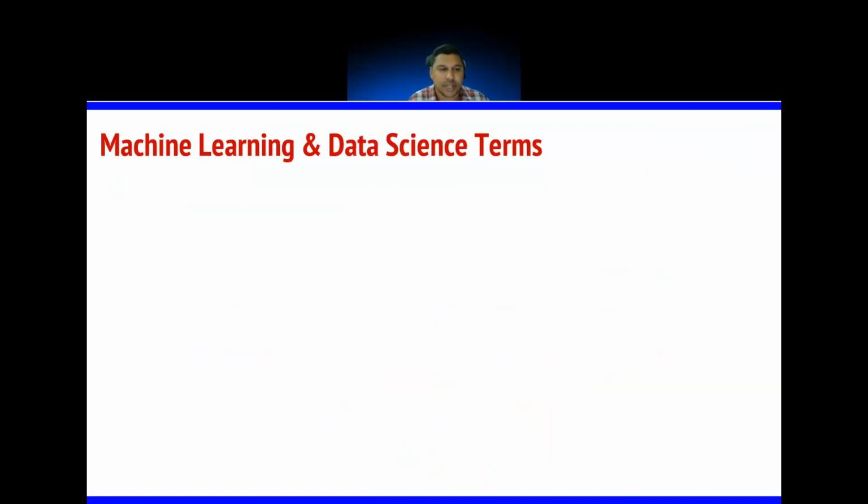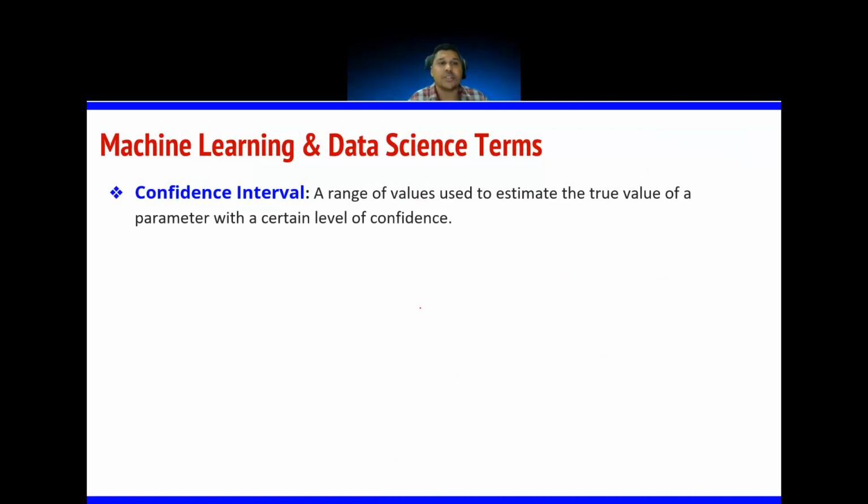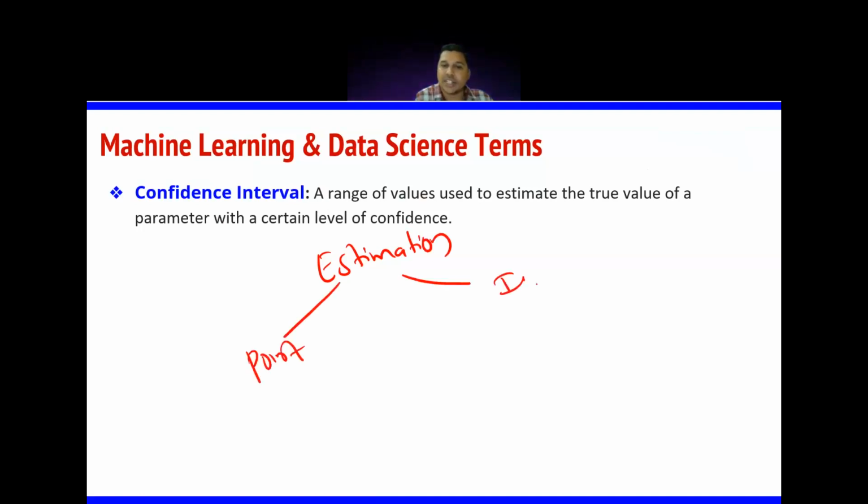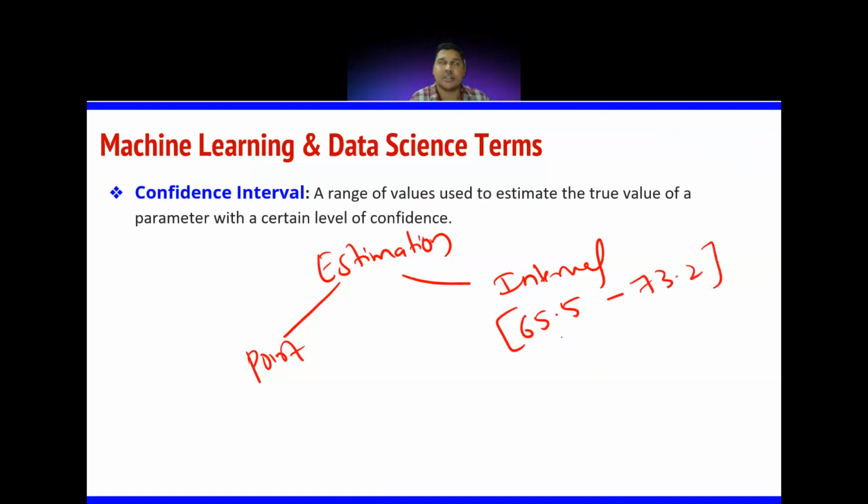Next, bias-variance trade-off, and confidence interval. So this is what we have said. When we do estimation, in estimation we give values as a point or as an interval. When you give an interval, it is something like this: 65.5 to 73.2. You give an interval like this.